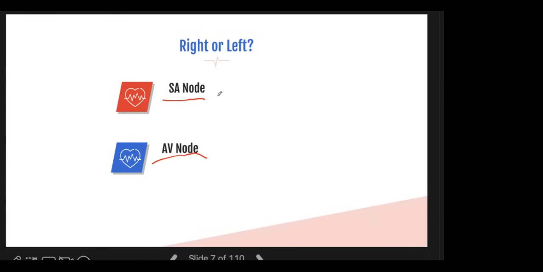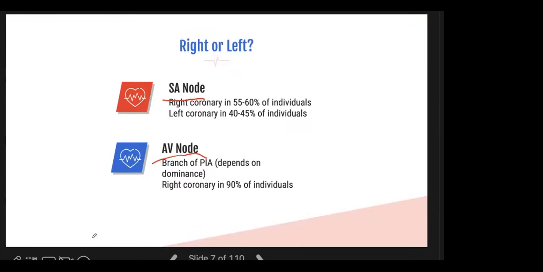So essentially, the right coronary artery supplies what? The SA node, and this is very fast, the right coronary artery in around 50 to 60% of people, okay? So it's not a lot. It is majority, but not the most.